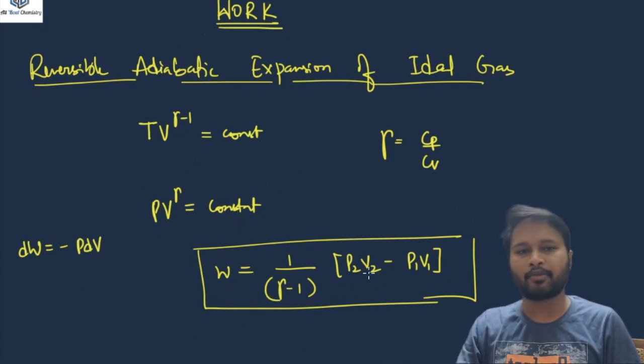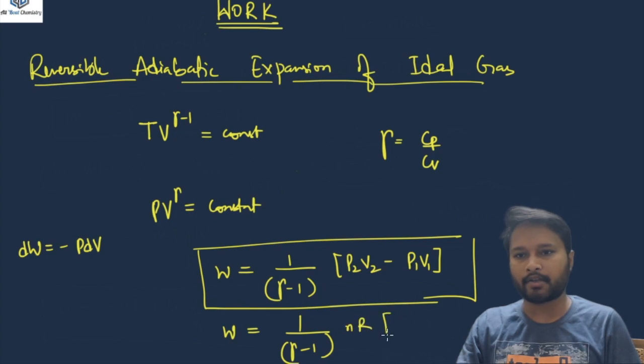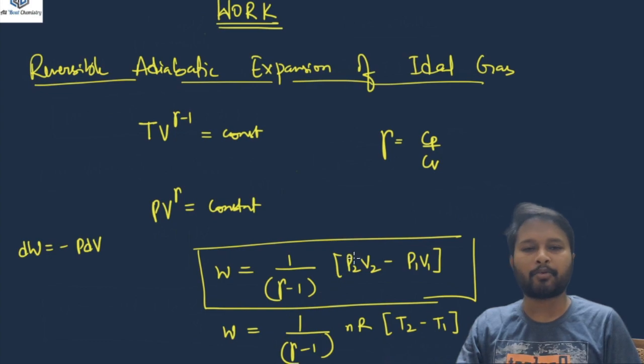One more, in terms of temperature, is given by this. Since it's not an isothermal process, the temperature will also vary. So there you have work done equals 1 upon gamma minus 1, times nR, times T2 minus T1. Now this equation has been derived just by taking the ideal gas equation into consideration. So that's how this equation has been derived, and this is what you will get over here.